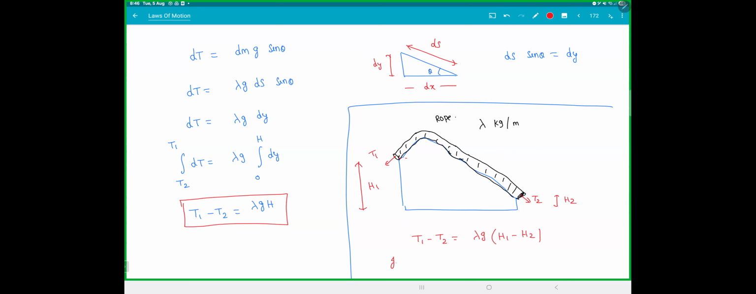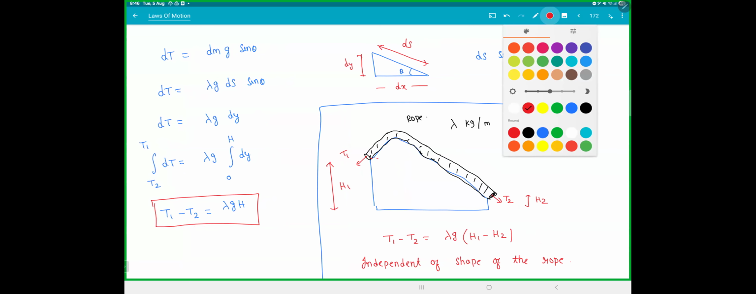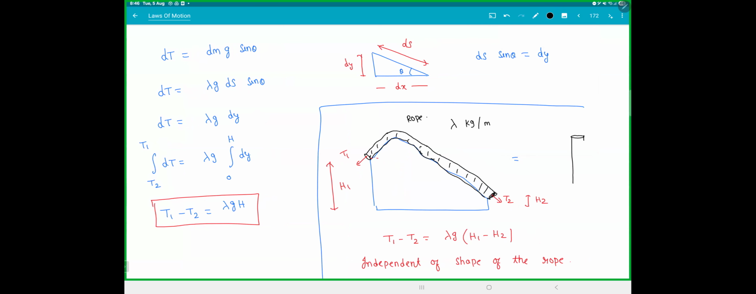This is independent of the shape of the rope. It doesn't matter what kind of shape you take. It only depends on the vertical height. So basically, what you can do is replace this whole picture with a rope. This is T1. This is T2. And you can treat this height as h1 minus h2. Both of them will give the same answer.